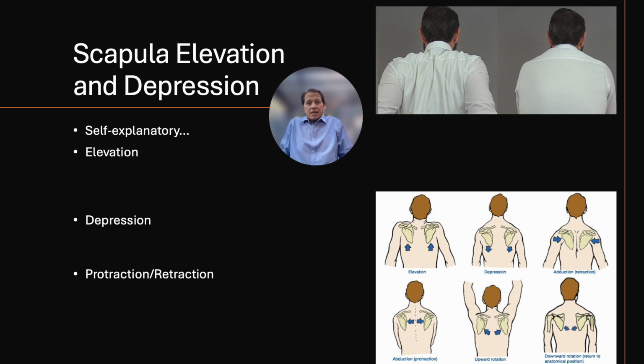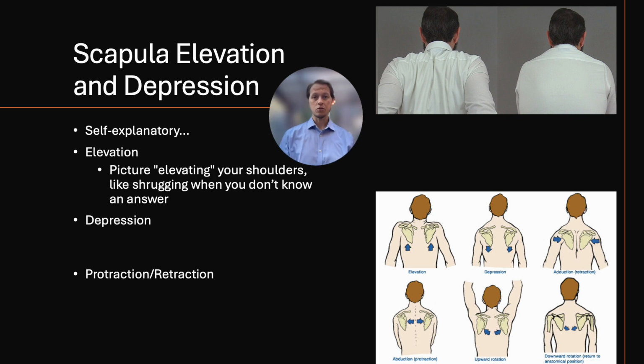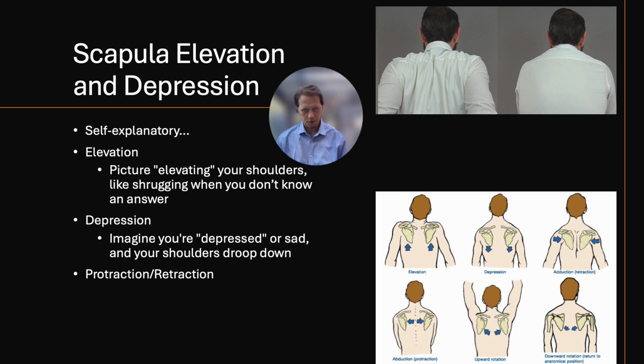Next, scapular elevation and depression. I think this should be self-explanatory for most. You're elevating your shoulders like you're on an elevator. And then the opposite would be depression, and just think of someone as depressed, right? When their shoulders go down, they're depressed, their shoulders are depressed.